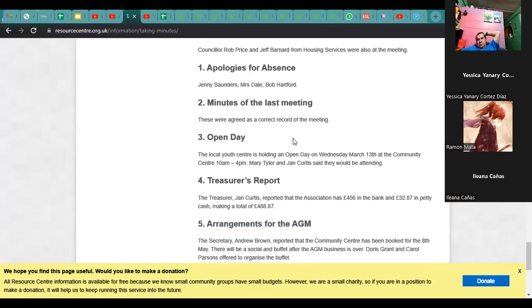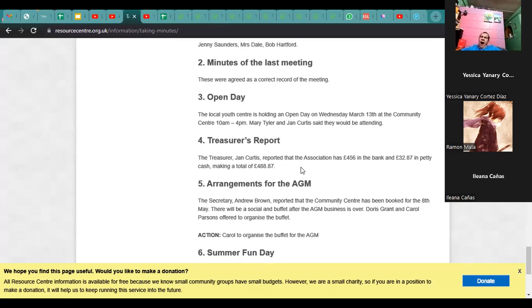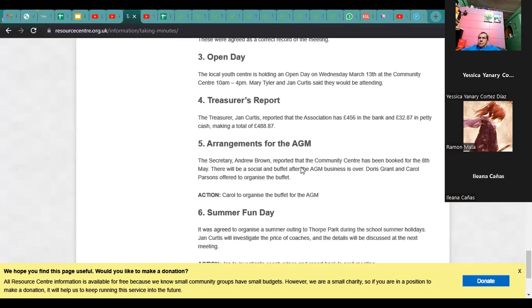Minutes of the last meeting, as we said before. If we have some follow-ups, if we have to check on some points from the last meeting, of course we need to check on them, but it has to be kind of fast, right? Open day: the local youth center is holding an open day on Wednesday, March 13 at the community center, from 10 a.m. to 4 p.m. Mary Tyler and John Curtis say they will be attending. This is the information they provide about the open day. Treasurer's report: the treasurer, Jan Curtis, reported that the association has £456 in the bank and 32.87 in petty cash, making a total of 488.87. So it's a report that the treasurer makes.